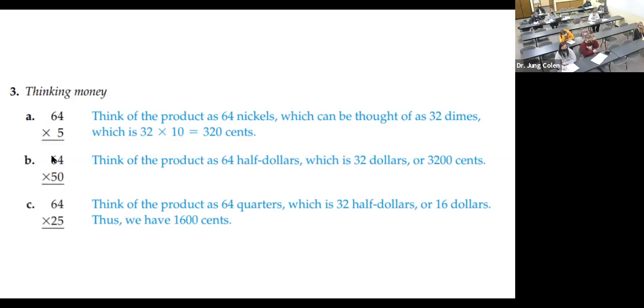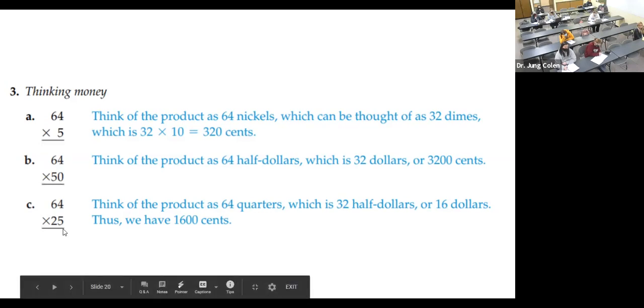Or you can just think about this as times 100 is 6,400, but 50 is a half of 100. So just make it half, 3,200. Okay? How about this?